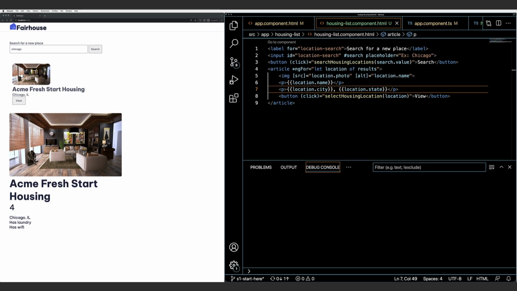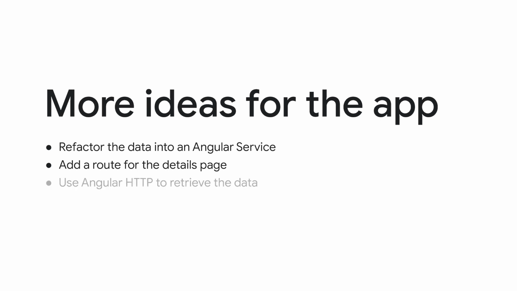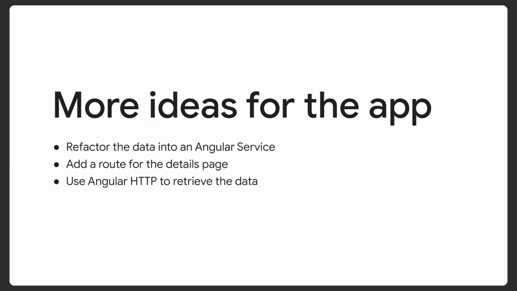If you want to continue to build functionality, here are some ideas. The data is hard-coded in the application. A great refactor is to add a service to contain the data. The details page is currently being displayed on the same page, but it would be cool to move the details to their own page and take advantage of Angular's router. One other update could be to host the data at a REST endpoint and use Angular's HTTP package to load the data at runtime. There's lots of opportunity for fun.